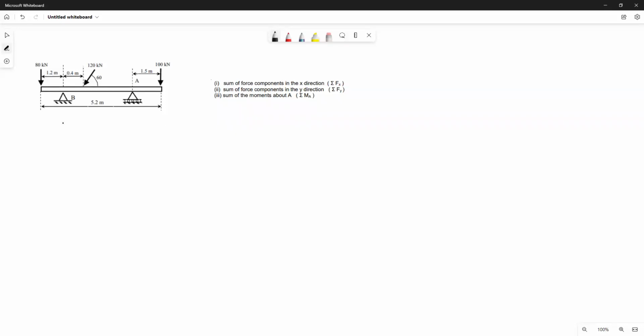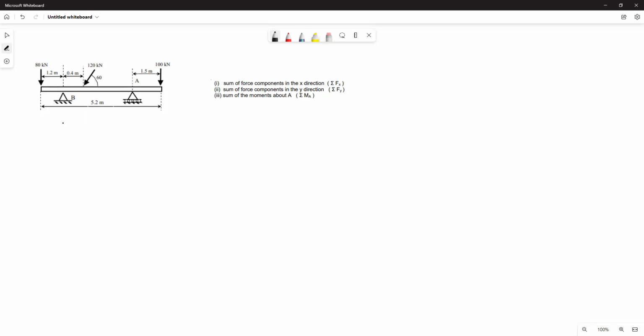So for this video, we are going to be working on this static equilibrium problem. The first part of the question is to work out the sum of the forces in the x direction, so F of x. The second part will be to work out the sum of the force components in the y direction, F of y. And finally, we will also be working out the moments about point A, which can be seen here.